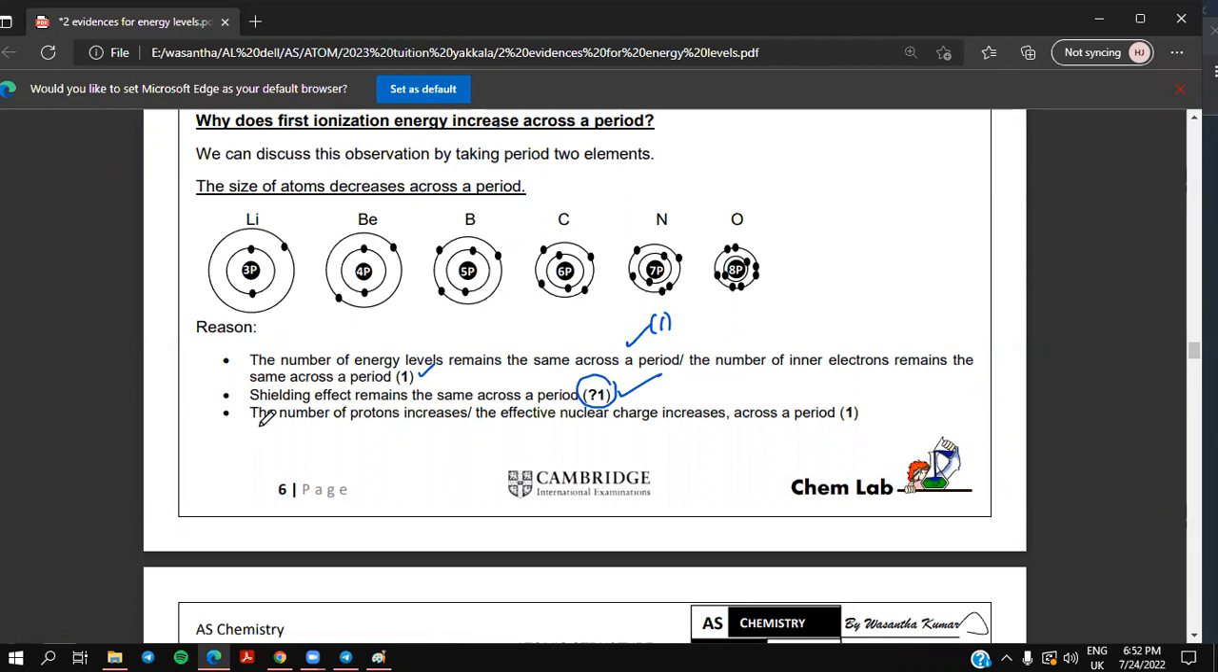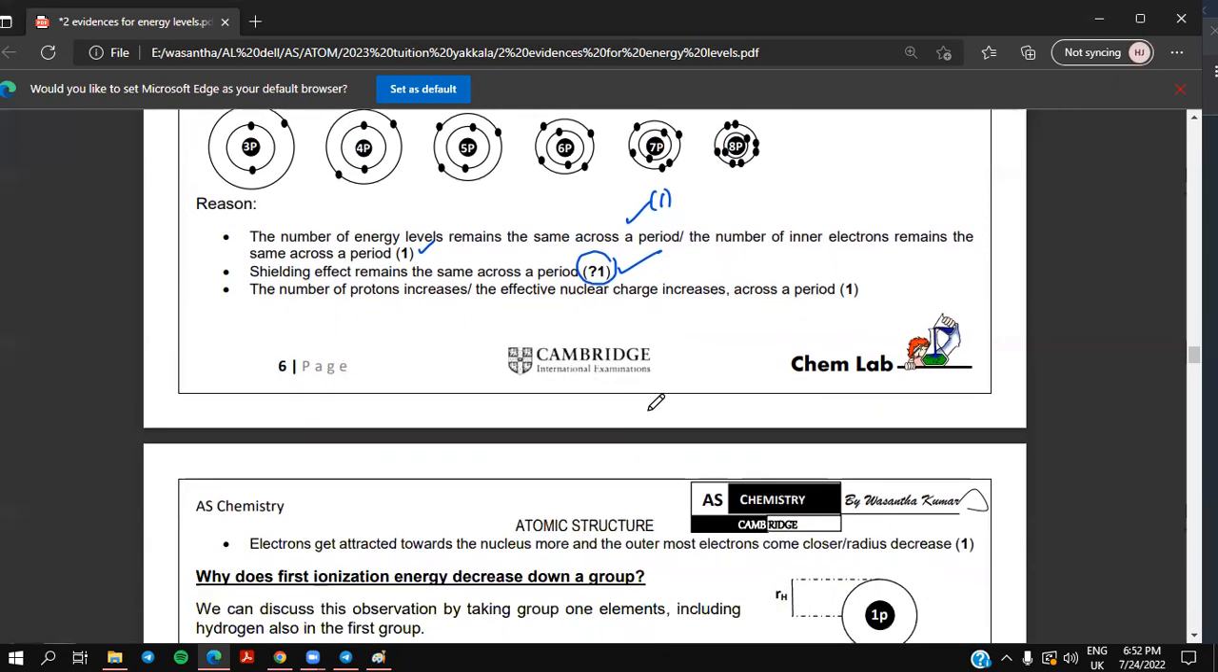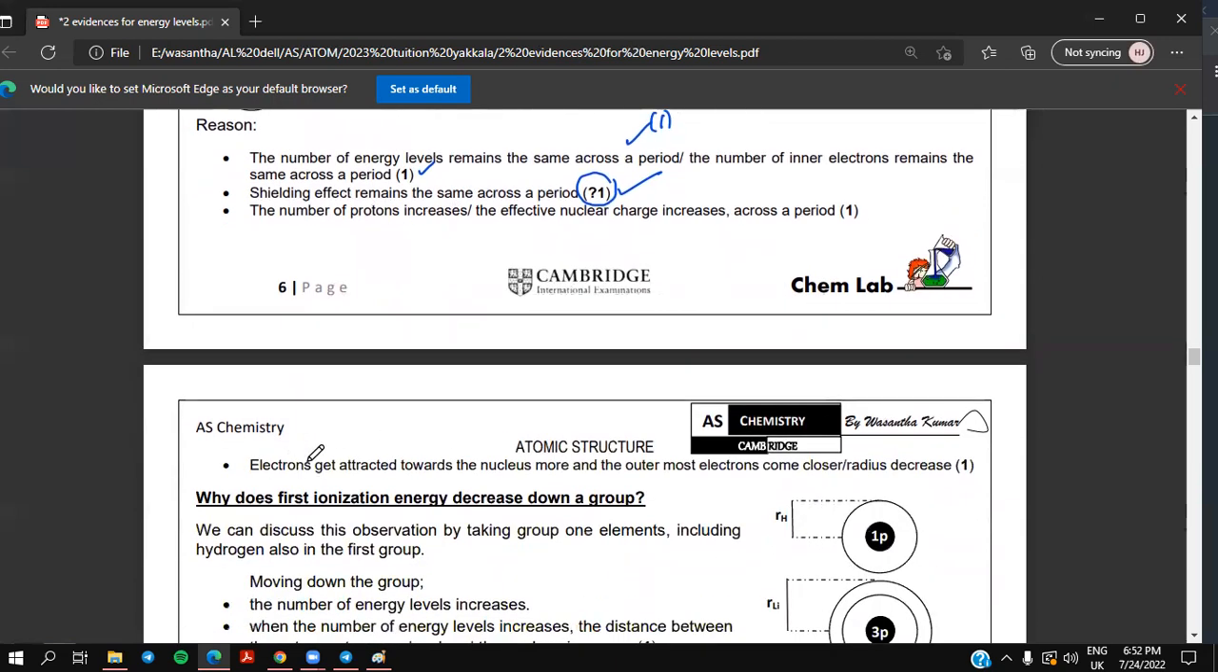I have given the third point. The number of protons increases, or the effective nuclear charge increases across the period. I think it is better to write both. The number of protons increases, therefore the effective nuclear charge increases across the period. That is the mark. Therefore, electrons get attracted towards the nucleus more and more, and the outermost electrons come closer, or the radius decreases.